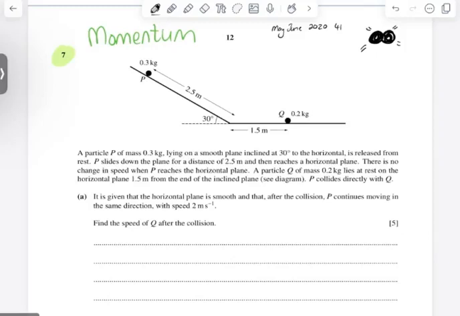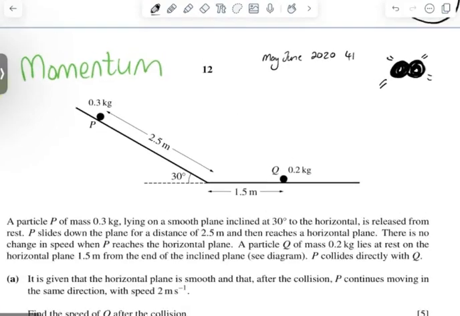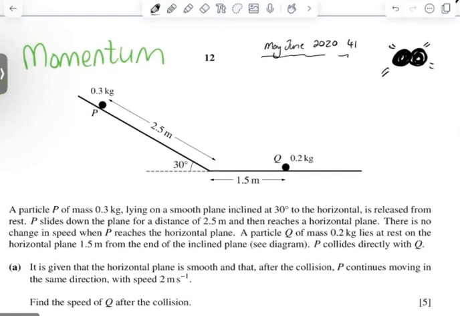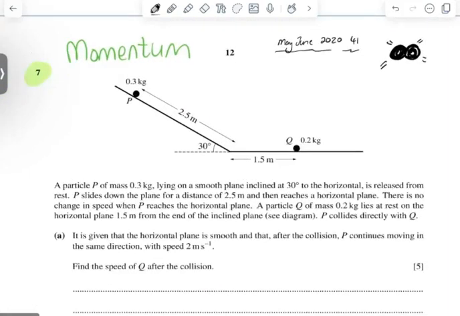Today I'm going to be doing a question on momentum, but this question specifically includes sections from other parts of the syllabus. We're going to be doing a little bit of SUVAT, a little bit of friction and inclines, and then we're going to be looking at momentum. This question comes from the May-June 2020 exam, zone 41, and this is question 7.